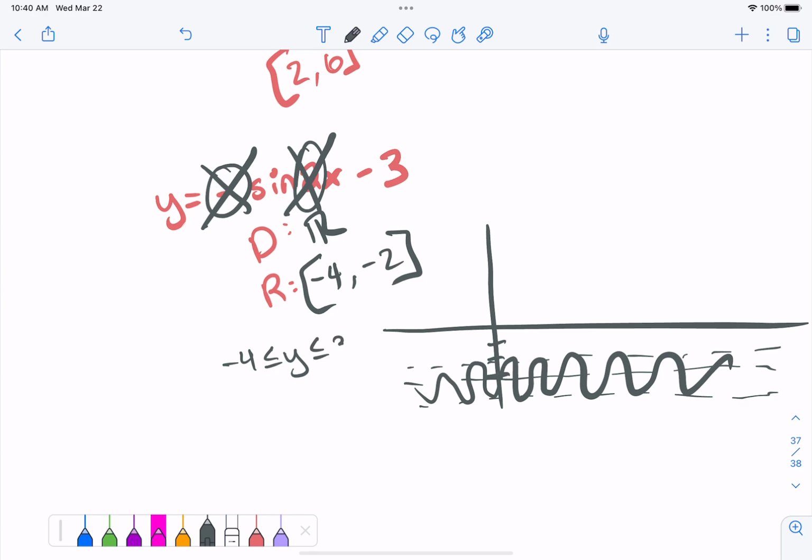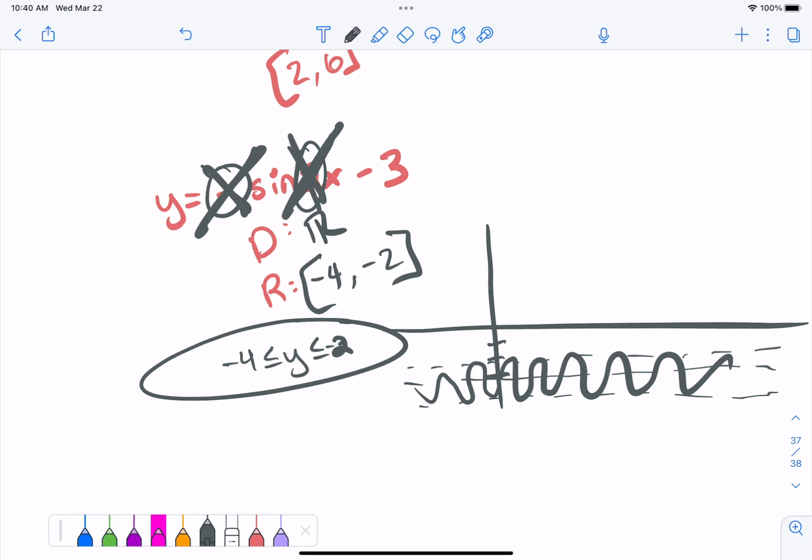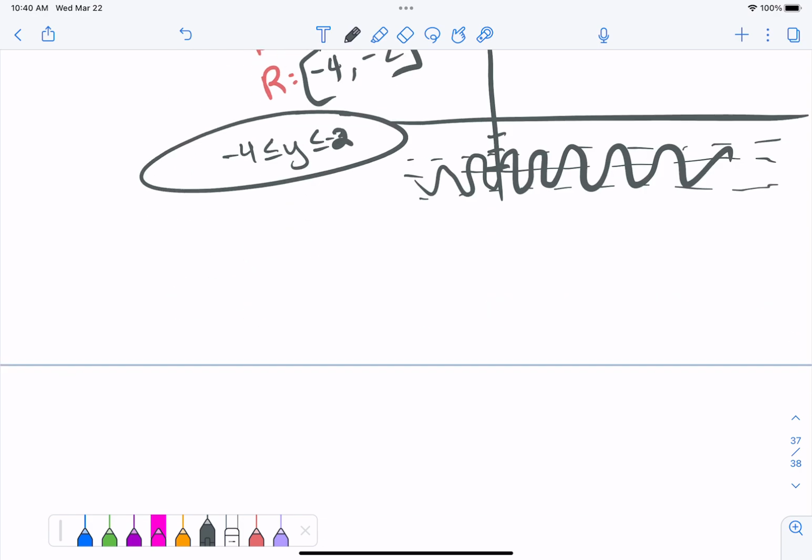Does that make sense? There are things that will change your domain and range, and then there's things that don't affect it. The negative doesn't change it. The 2 doesn't change it. It'll change what he looks like, but not the domain and range. Got it? Let's do some tangent ones, okay?